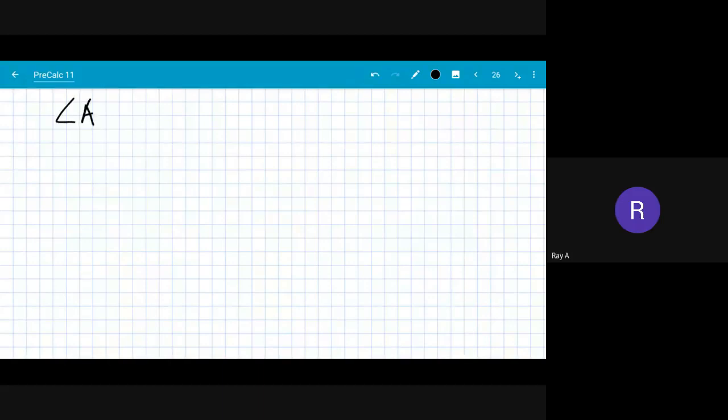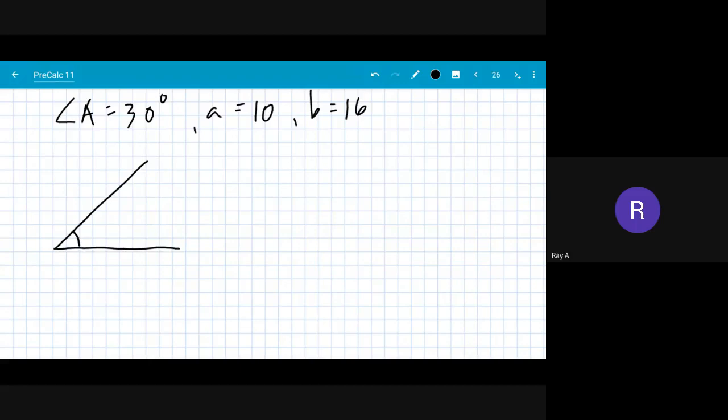I'm going to be using the same set of values. Angle A is 30 degrees. A is 10. B is 16. Okay, so again, here we go. 30 degrees. Side A is this one, 10. Side B is this one, 16.